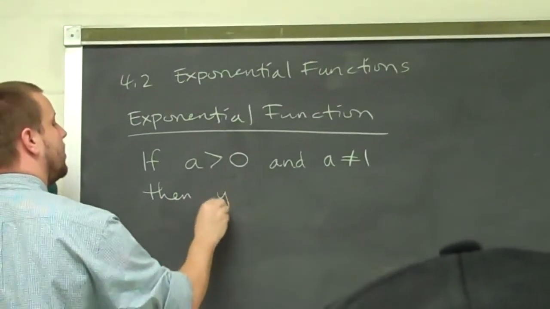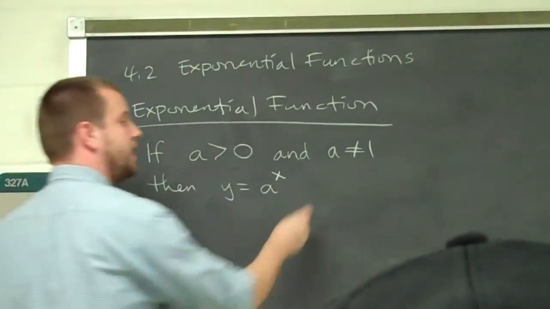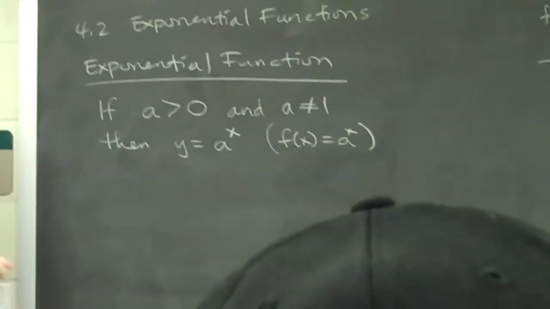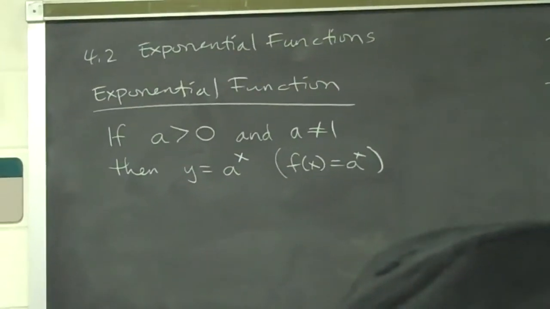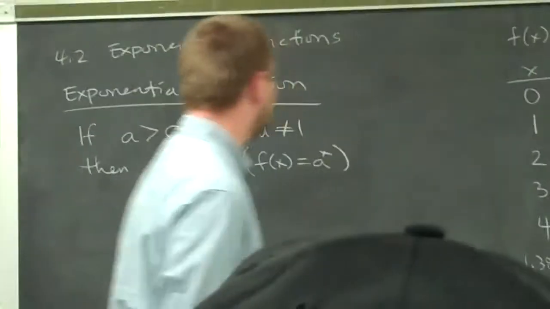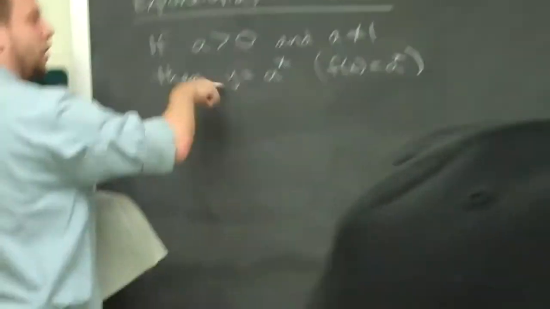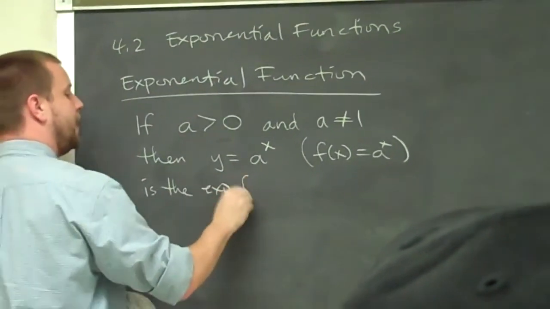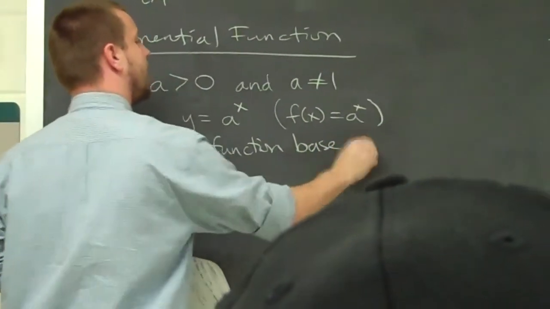then y equaling a to the x power, which we can also write as f of x equaling a to the x power. Is that fair? Either y equals or f of x equals? If we have this, then that equation there, we say is the exponential function base a.